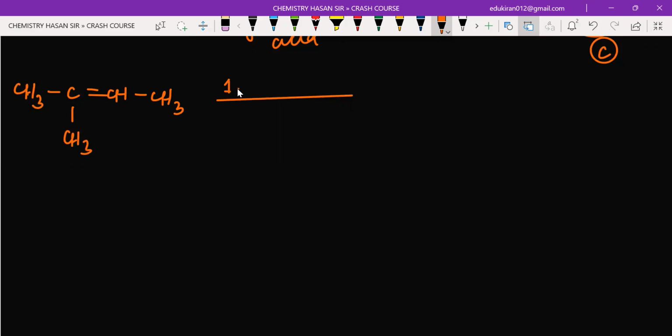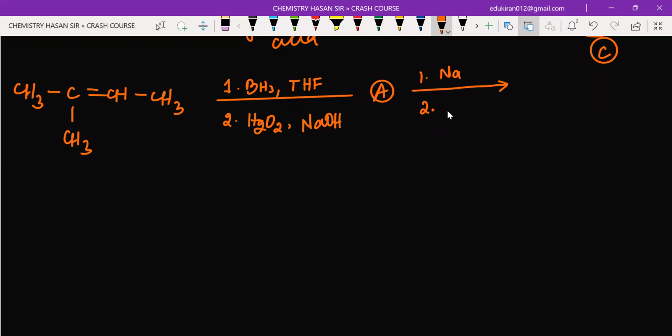First, you are going to treat this with BH3 in the presence of THF, tetrahydrofuran, and then you are going to treat this with hydrogen peroxide in the presence of sodium hydroxide, then you will be getting A. After this, you are going to treat this A, first with Na, and then with CH3I. Then you are getting B. After getting B, you are going to treat this B with HI, hydrogen iodide.